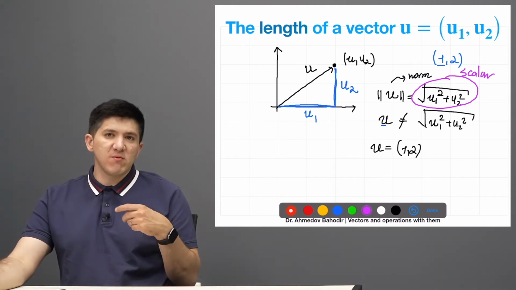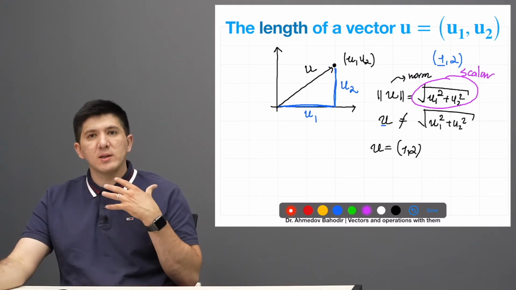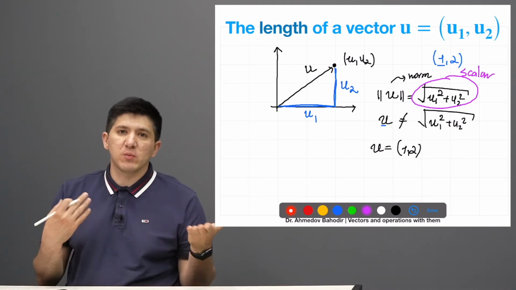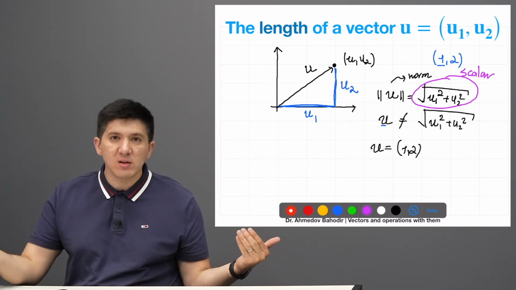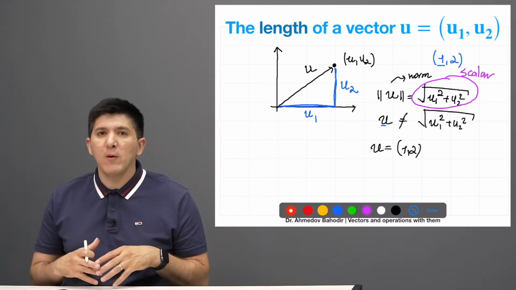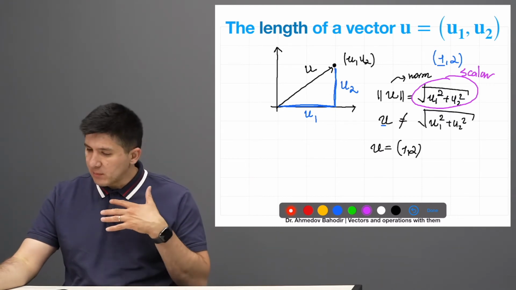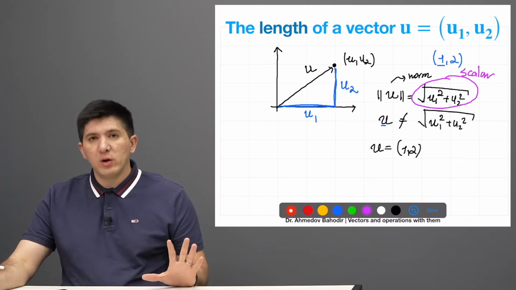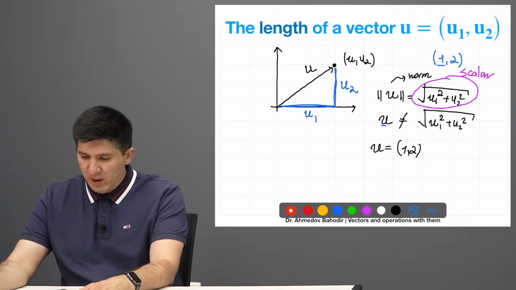So this operation, finding the length of the vector, is going to change the dimensionality of the vector. If you add the vectors or subtract the vectors, or if you scale the vectors, you can't really change the dimensionality of the vector. But if you find the length of the vector, it is always going to be a single number, no matter what the dimensionality of your vector is.